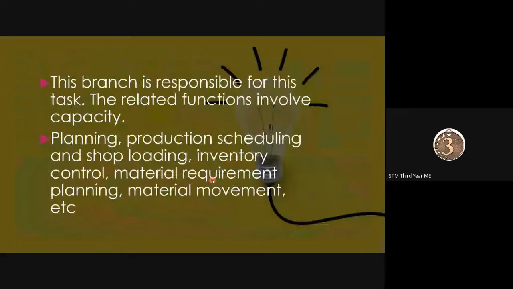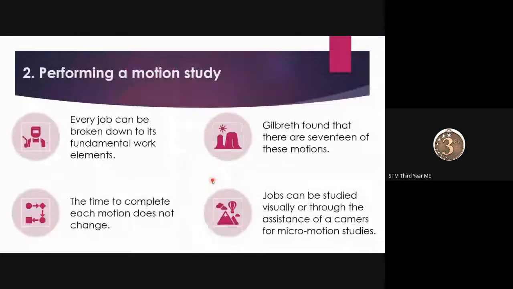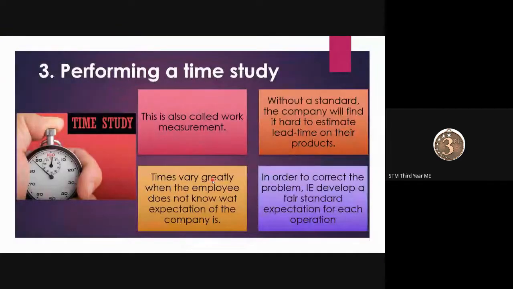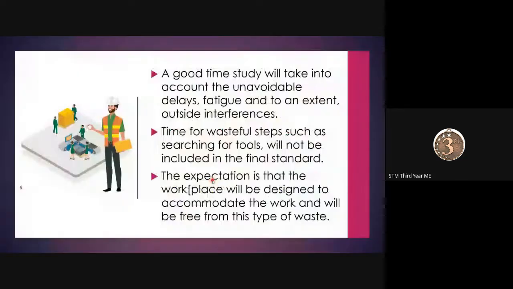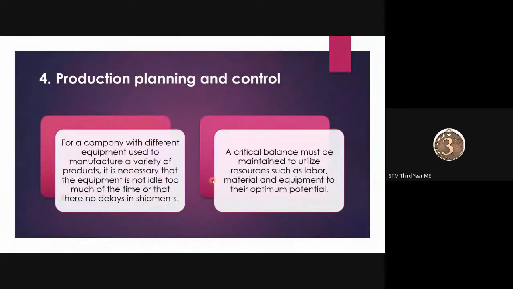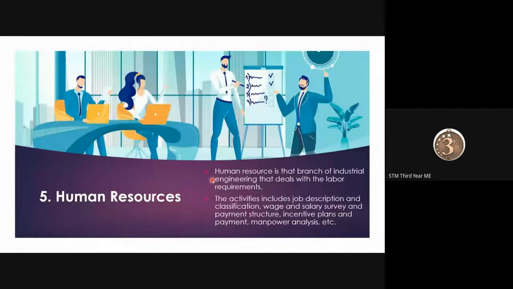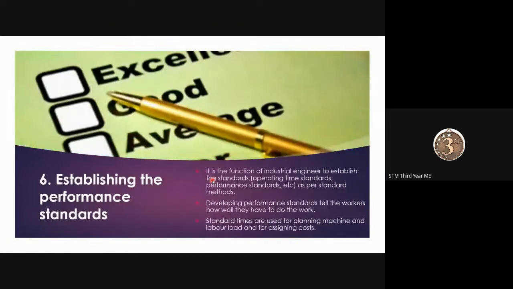So first one was method study, then comes motion study, then time study, method, motion and time, then production planning and control, human resources, and next, establishing the performance standards. So the importance of establishing performance standards: there is something called key performance indicators, which we'll be studying in the third module, right? We have already discussed that. So that is key performance indicators. So some basis we are forming.